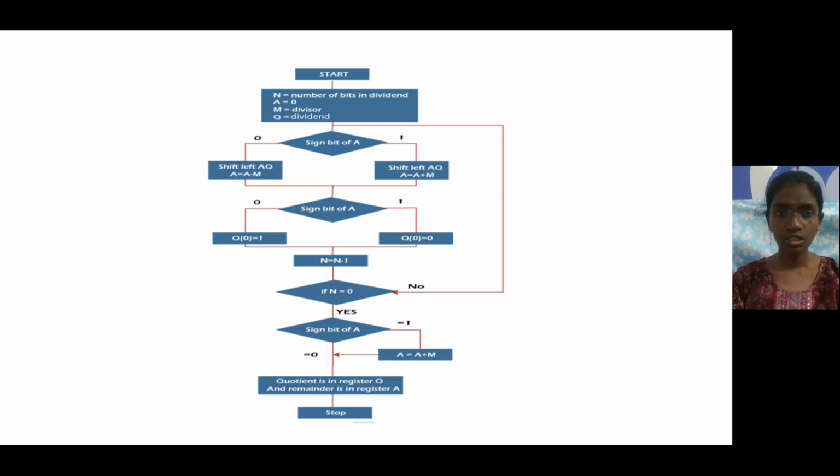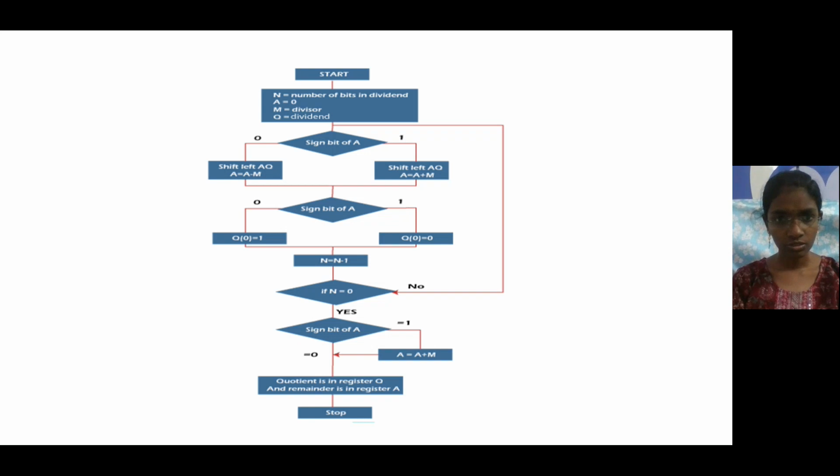This is the algorithm. Here, first step you need to start. Here n is the number of bits in the dividend. Initially A is 0, M is the divisor and Q is the dividend. The next step is the sign bit of A. You need to identify the sign bit, either it is 0 or 1. If it is 0, you need to shift left A and Q. That means A minus M.